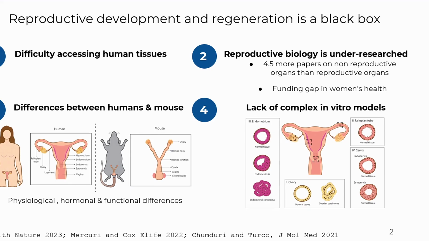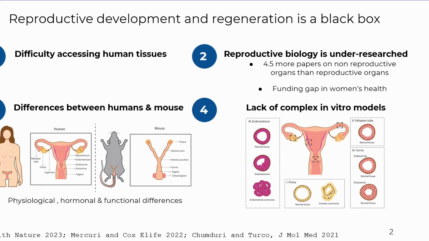And there are multiple reasons why this is happening. So first, it's difficult accessing human tissues. Second, reproductive biology is still under-researched. There are 4.5 times more papers on non-reproductive tissues than on reproductive tissues if you search on PubMed. And also, there is a funding gap in women's health, which was actually highlighted by Nature a few weeks ago, and that includes all the study of reproductive tissues.